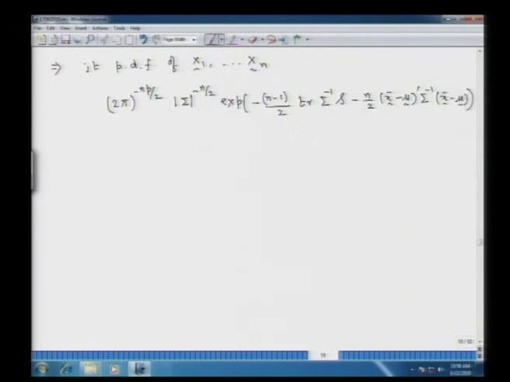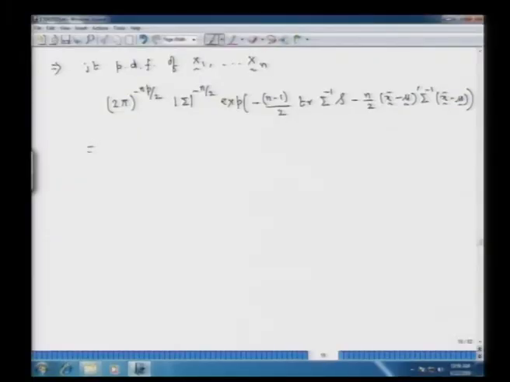Now, when the joint PDF of x1, x2, xn is written in this particular form, it is easy to use the Neyman-Fisher factorization theorem to derive the set of sufficient statistics when both the parameters, the mu vector and the covariance matrix sigma, are unknown. So, I am writing it in this way, f of x1, x2, xn. Let me first complete this and then I will explain what these quantities are.